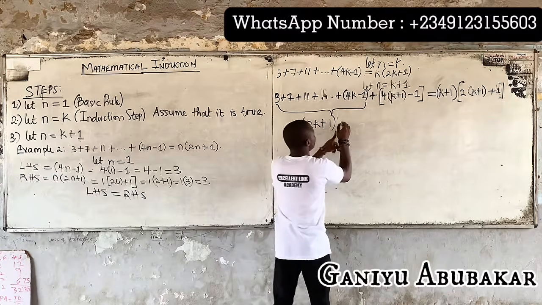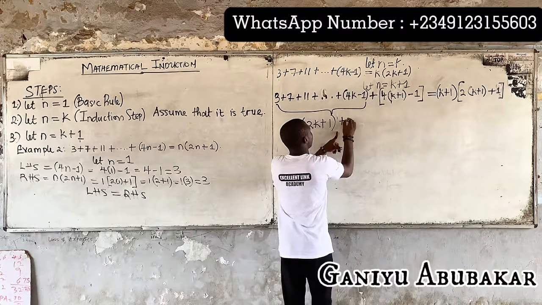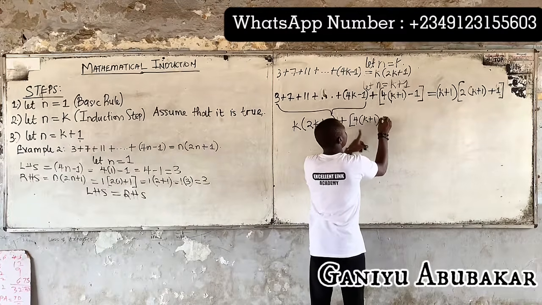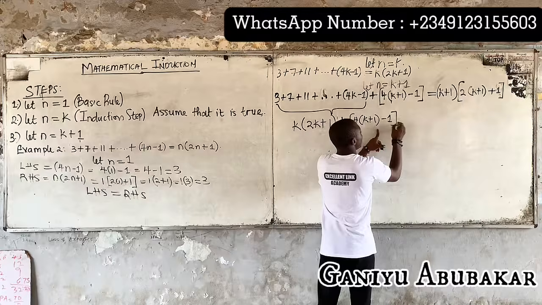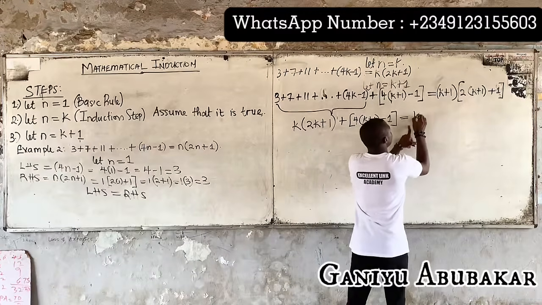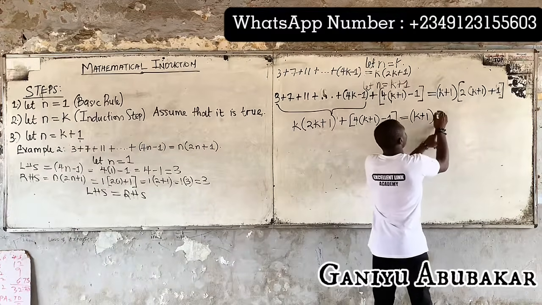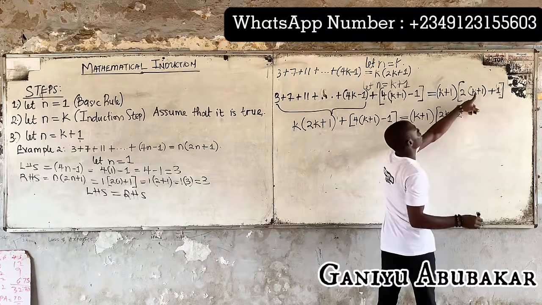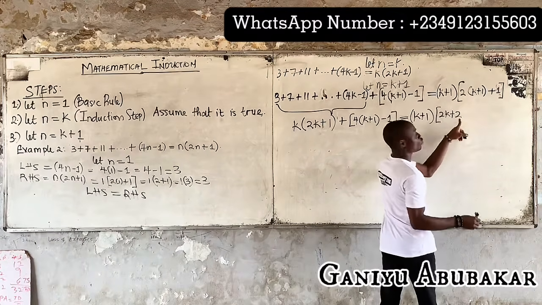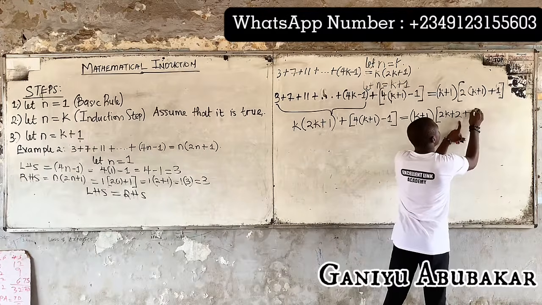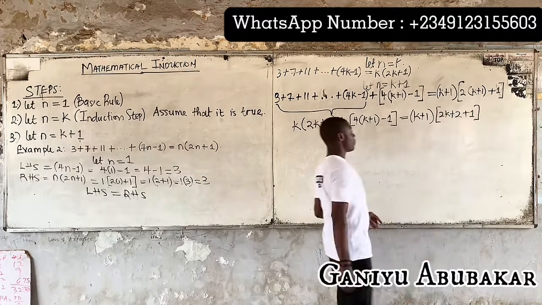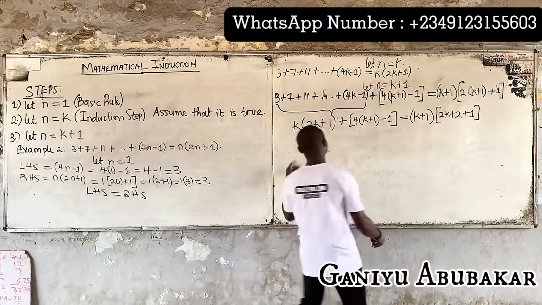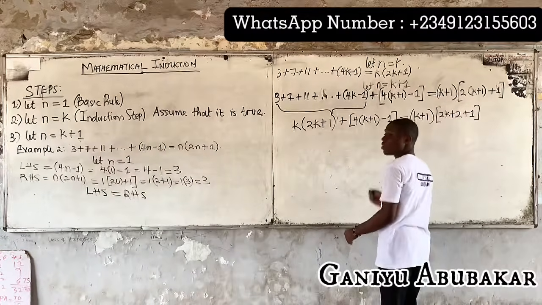I'm done with this. Then go back to this plus 4 into k plus 1 minus 1. Is now equal to k plus 1 into 2k plus 2. 2 times k, 2k, 2 times 1, 2. Next up, plus 1. What's the next task here? Simplify such that your left hand side will equal the right hand side.